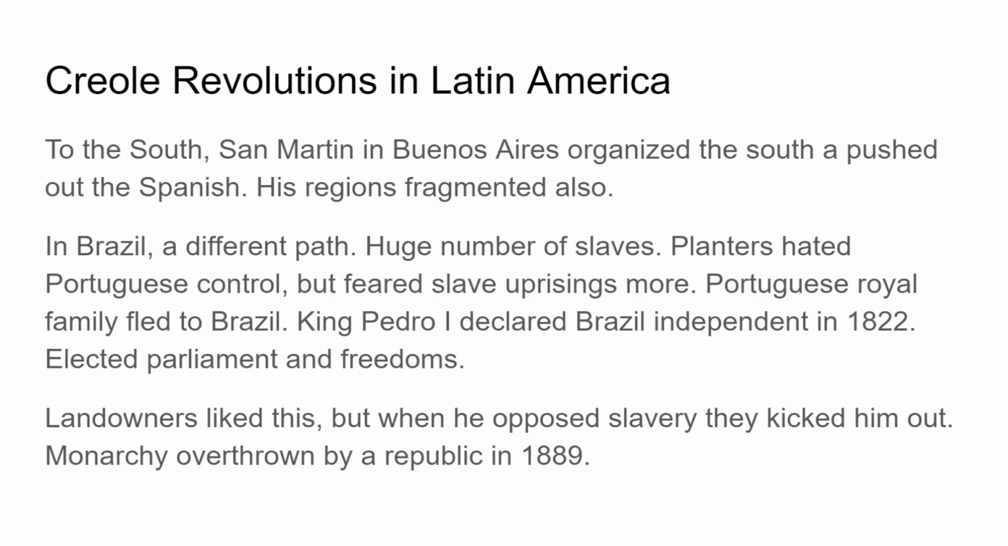Now, landowners initially love this. They think it's a fantastic idea, but Pedro's like, you know what, guys, we should get rid of slavery. And they're like, yeah, forget that guy. So they kick him out. The monarchy is overthrown, and they are a republic in 1889. But shortly after that, they will end up having to ban slavery because the rest of the world basically has, and they're like the last one.